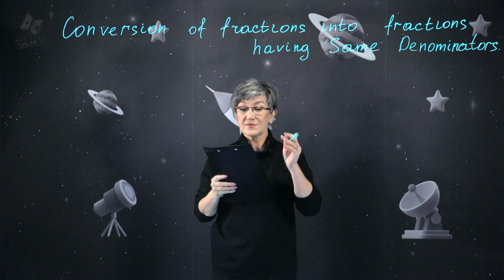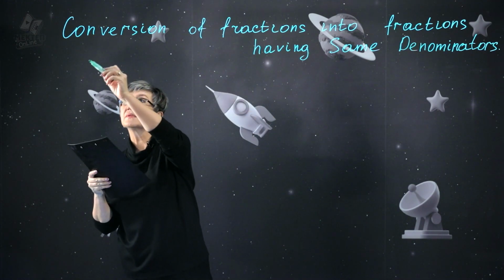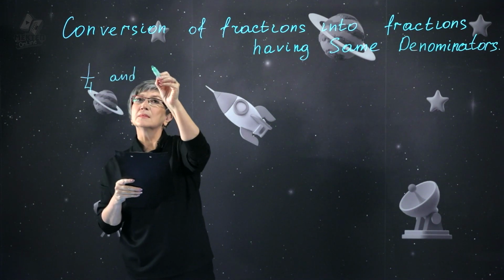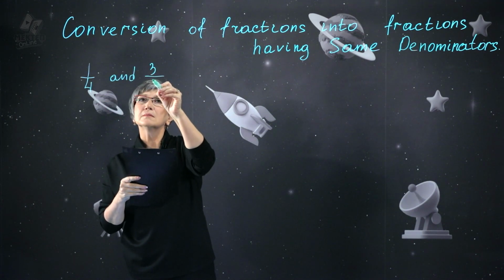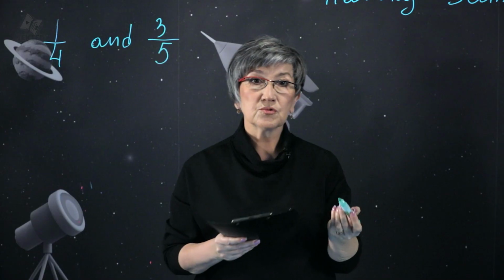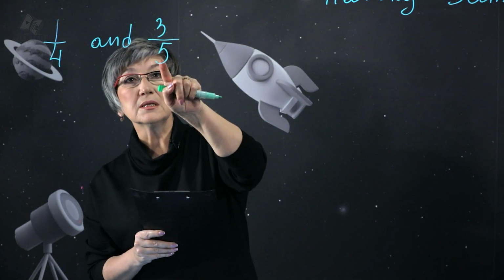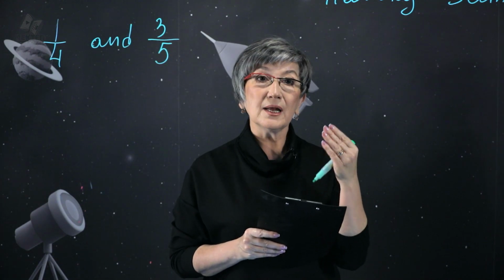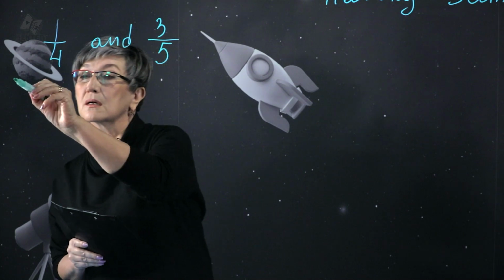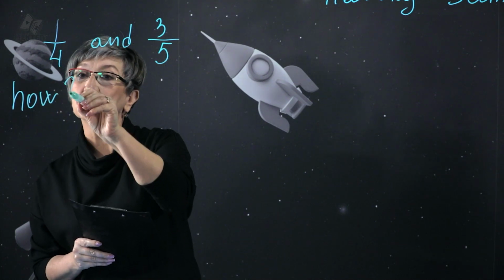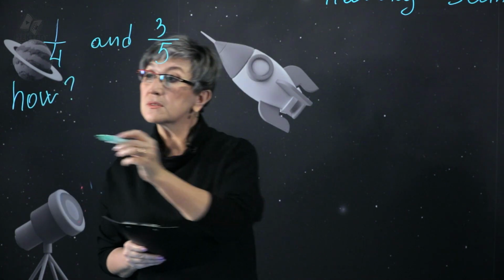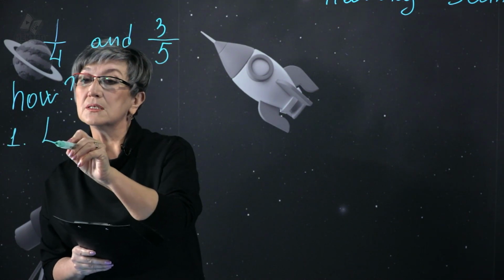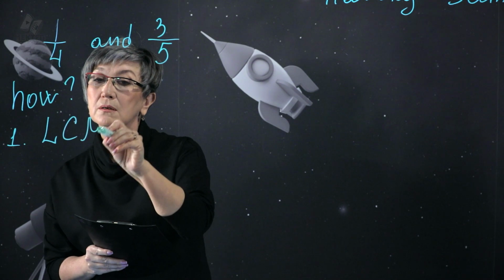Okay, so we have to bring together the fractions 1/4 and 3/5 in order to find a common denominator that they can both be expressed in terms of. To get a common denominator, I need to make these numbers the same. Let's remember together what needs to be done for this. How do we bring these fractions to a common denominator? First, we need to find the least common multiple for the numbers 4 and 5.